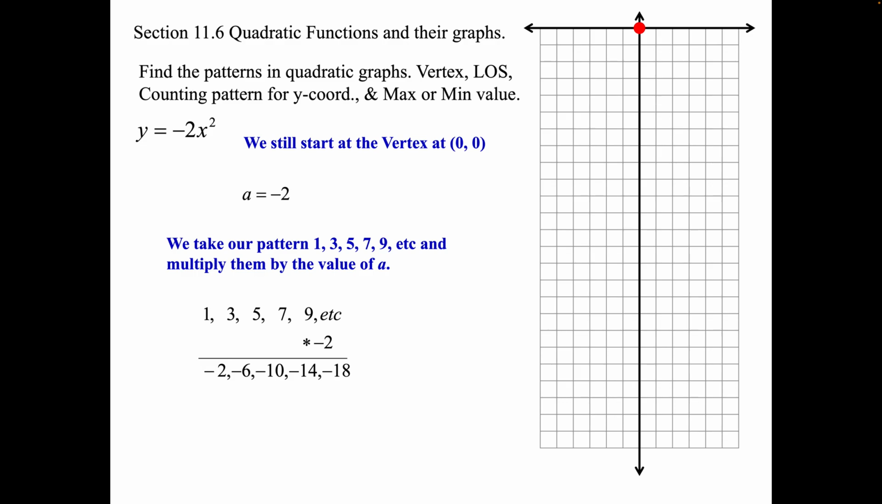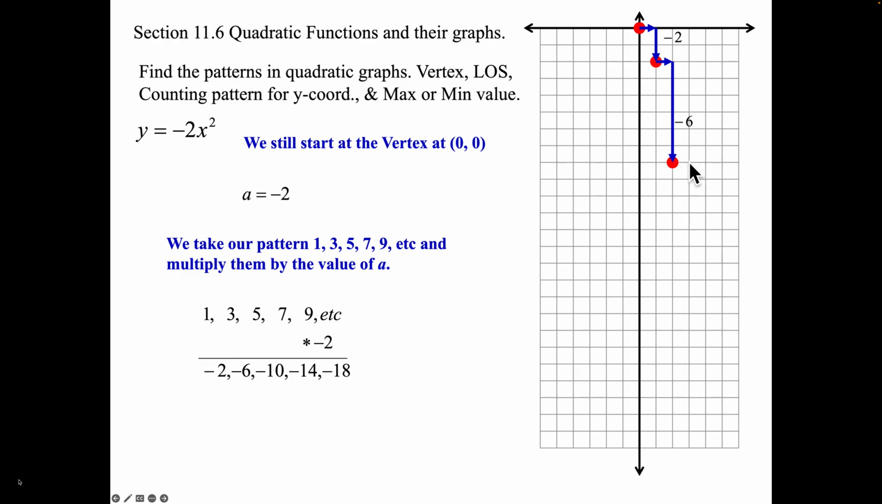So when we have a positive A, we'll be counting up. When we have a negative A, we'll be counting down. So starting at this vertex here, 1 to the right, we're going to go down 2, right there. Draw your point. 1 to the right, down 6. 1, 2, 3, 4, 5, 6. There it is. Plot a point in there.